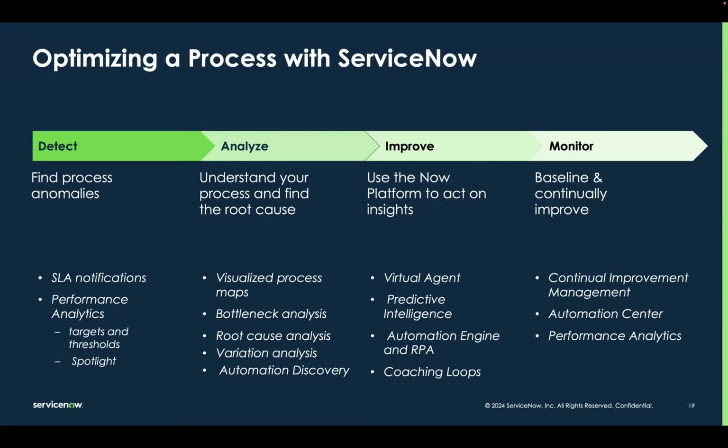But when that happens, we need to dig in, analyze, and understand why that's happening and how we potentially could improve. And that's where process mining fits in the puzzle, right? Process mining gives us things like visualized process maps, bottleneck, root cause, variation analysis, and a connection with something we call automation discovery to help us dig in and understand why these things are happening and how we potentially could improve.